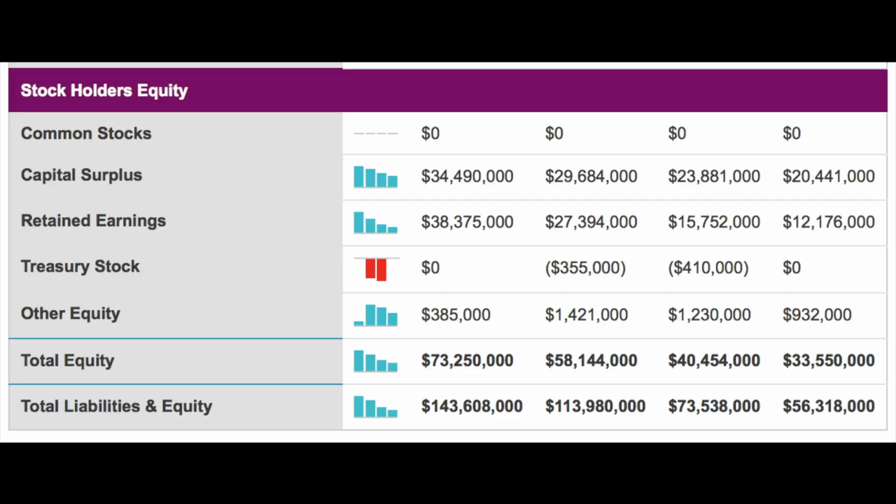So moving on, the third part will be the shareholders' equity. The shareholders' equity in a balance sheet refers to the amount of money invested in a company.